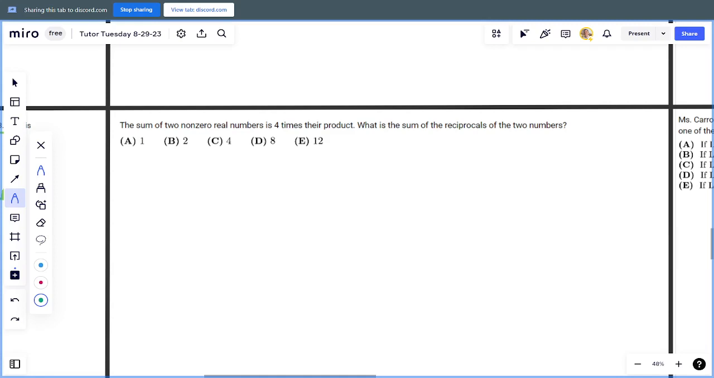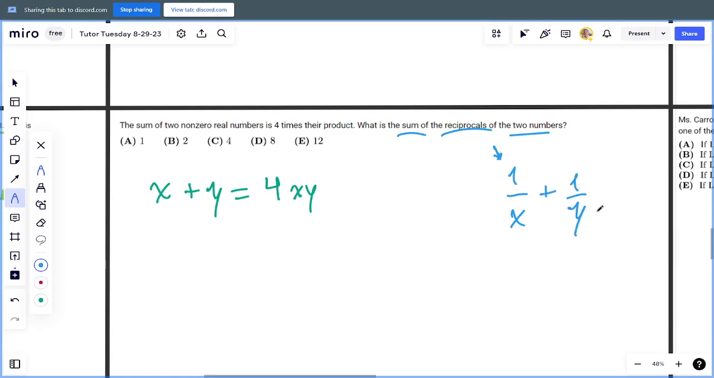anyways, the sum of two non-zero real numbers is 4 times their product. Okay, so x plus y is 4 times the product of that. And then what is the sum of the reciprocals of the two numbers? So we want to find 1 over x plus 1 over y equals what? I don't know.